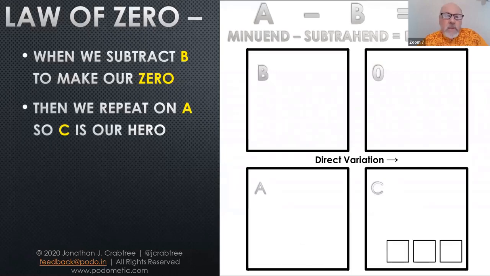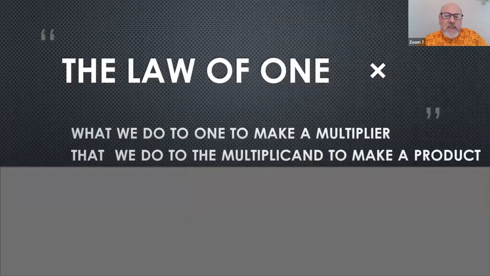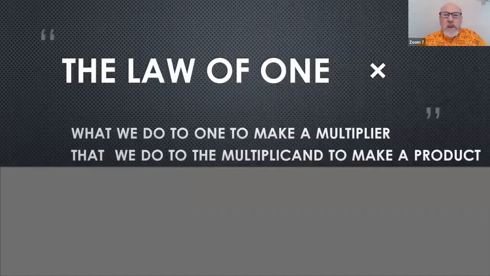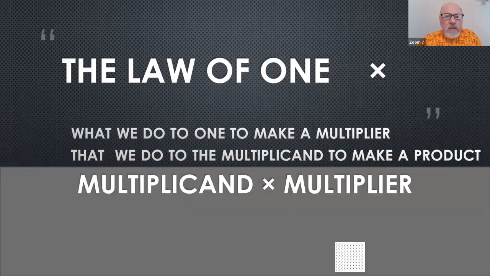It gets more interesting, because now we move on from the laws of 0 to the laws of 1. Who ever knew there was a law of 1? Okay, so what we do to 1 to make a multiplier, that's what we do to the multiplicand to make a product. So we've got multiplicand multiplied by multiplier.